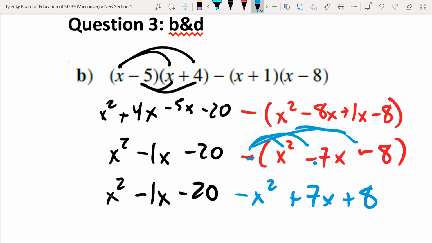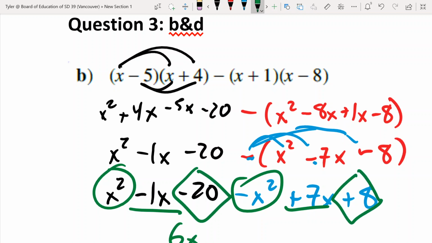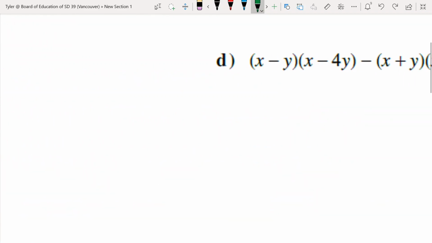So now we can collect like terms. Okay, so we can say x squared minus x squared cancel out, so it's nothing. So we'll keep them circled. Then we have negative 1x plus 7x gives me 6x. And then we have negative 20 and positive 8 gives me negative 14. So that's the final answer. The only tricky thing with this is because it's negative in front of brackets, you have to apply the negative to everything after you simplify.